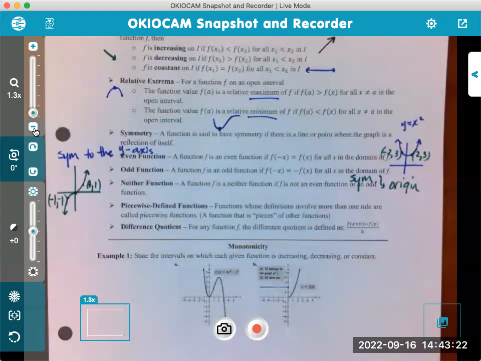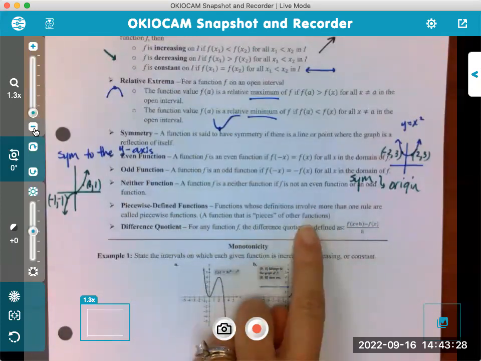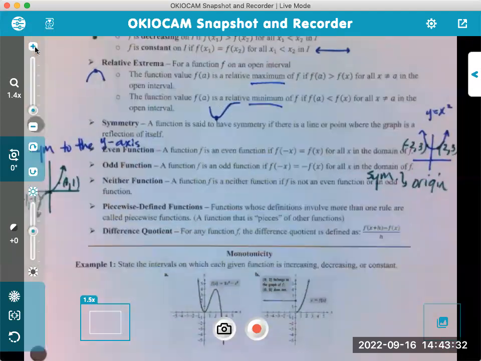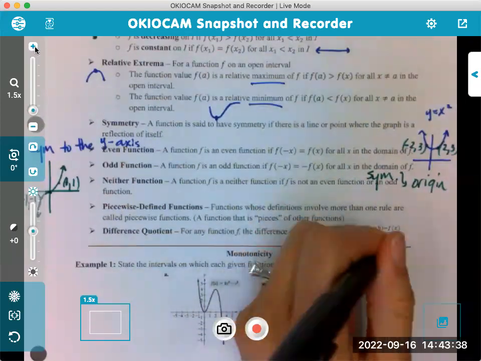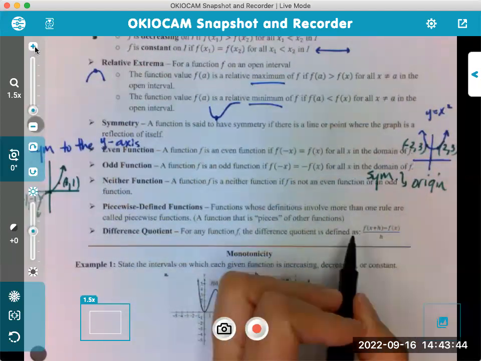So a piecewise defined function is exactly that. It is a function made out of pieces. And then the difference quotient. The difference quotient is a stepping stone into calculus. So all of you take college algebra, so it's not split into who is STEM and who is not, so you all get to learn it.